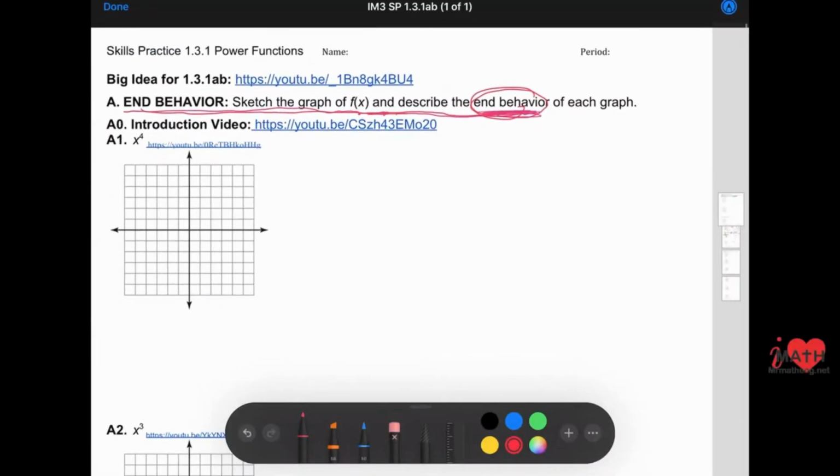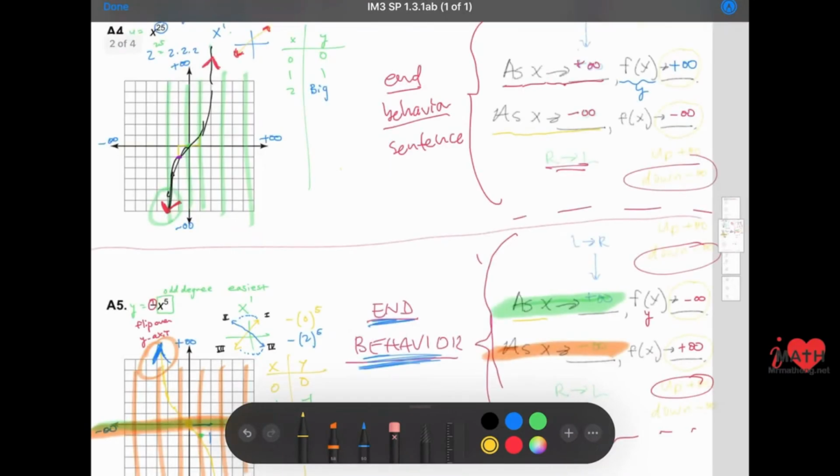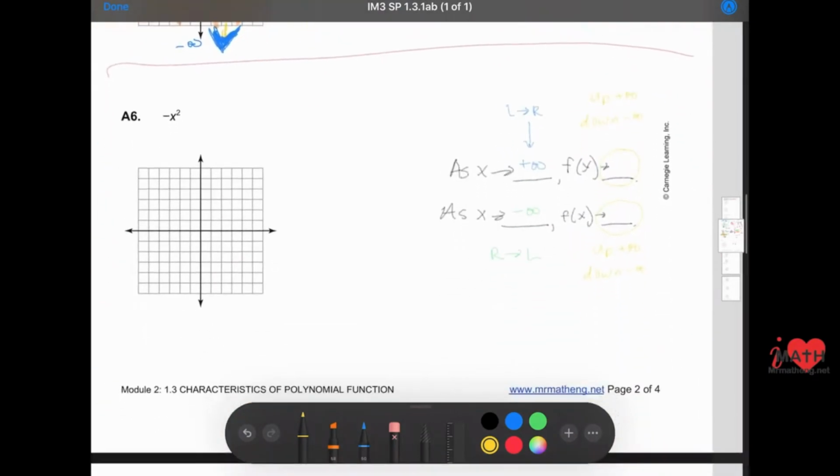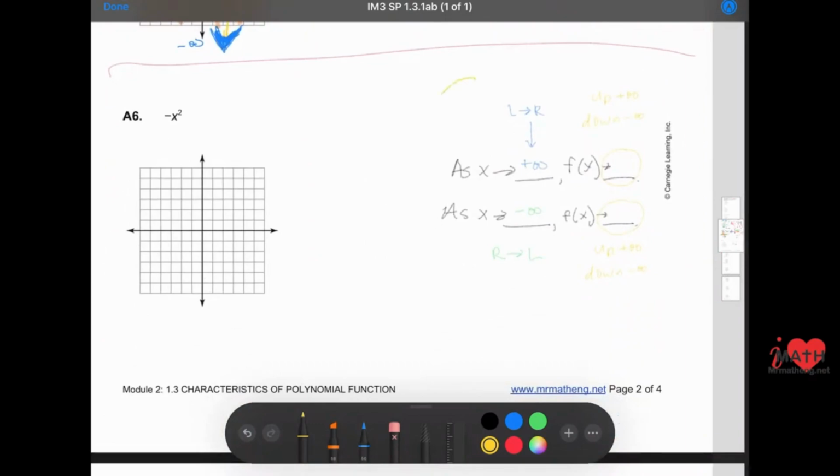I love math. All right, let's go over question A6. End behavior. Sketch the graph, so that's the first thing to do, and then describe the end behavior. What is this end behavior here? It basically just refers to the arrows, and I'm going to write it right here. End behavior. It's not how you start in life, it's how you end in life. End behavior, right there, okay?